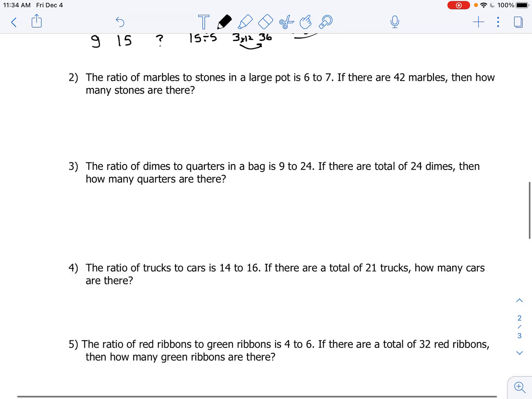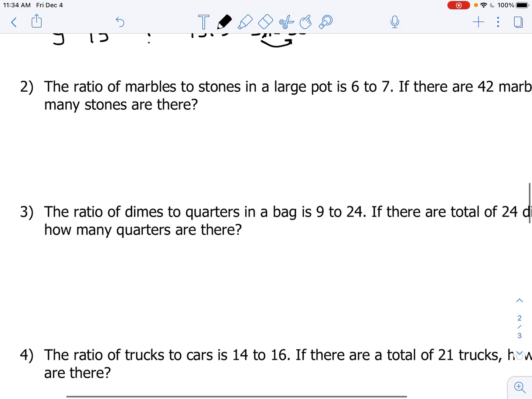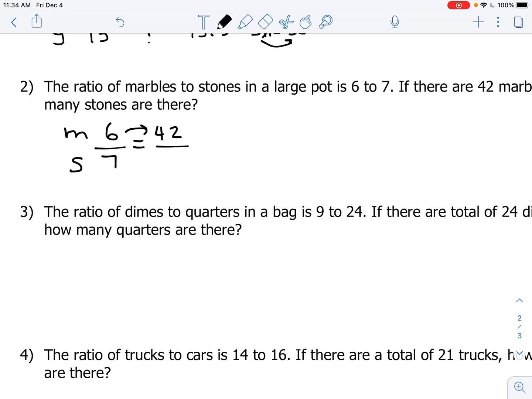Number 2. The ratio of marbles to stones in a large pot is 6 to 7. If there are 42 marbles, then how many stones are there? So this is really important to set up your ratio either in fraction form or in ratio form, but you want to label it. So I'm just going to use the first initial M for marbles, S for stones, and the marbles is 6, the stones is 7. And we're told there are 42 marbles, so I'm going to match that up in the numerator of our equivalent fraction or equivalent ratio.